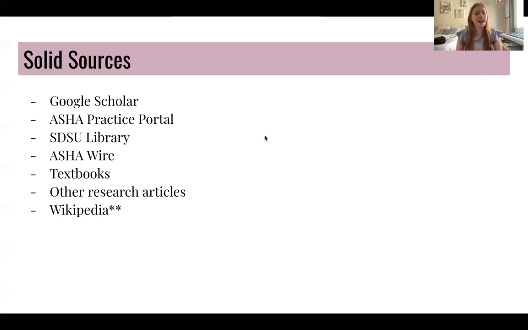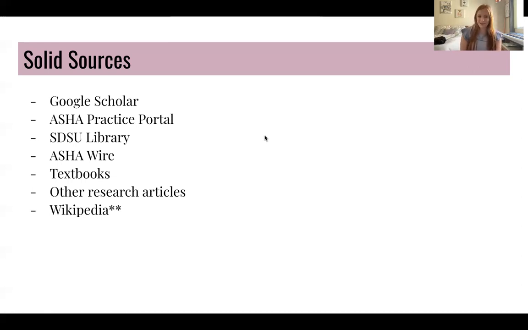And then the other thing that I have is other research articles. So at the end of research articles, typically they'll list all of their sources, and those sources are usually pretty good places to go, because if they were good enough to source in a good article, then they're probably something you could look into if you want more information.